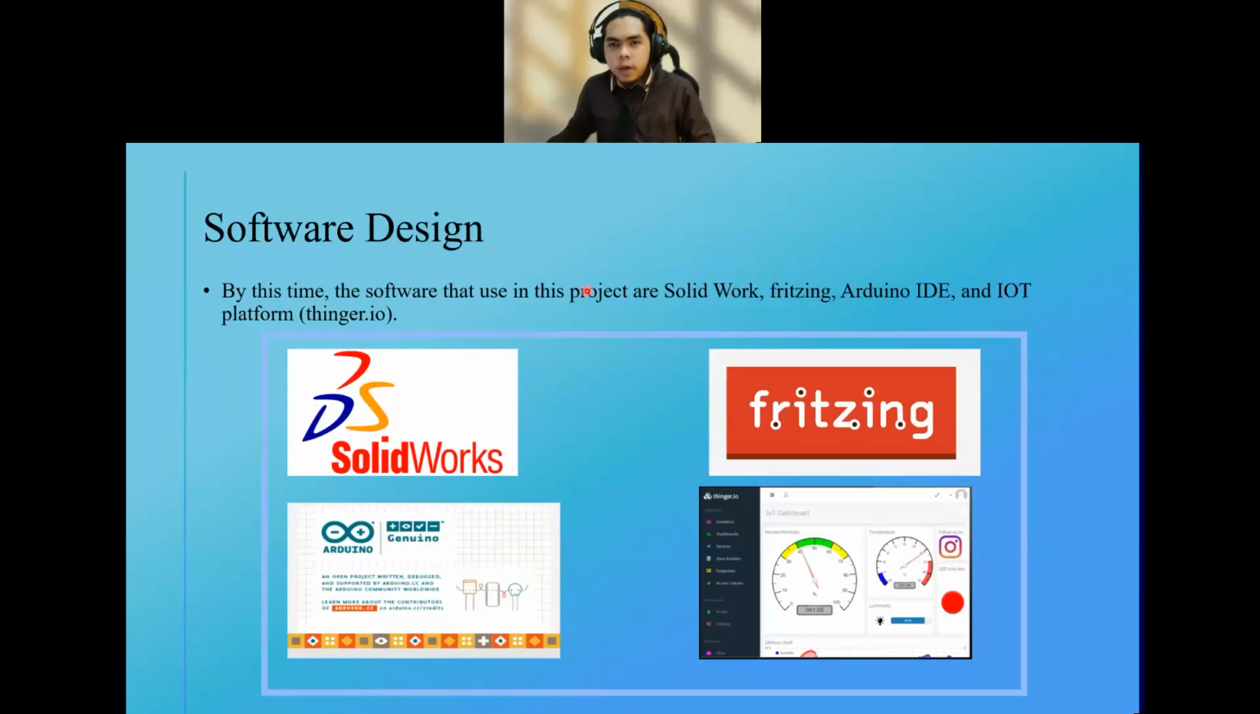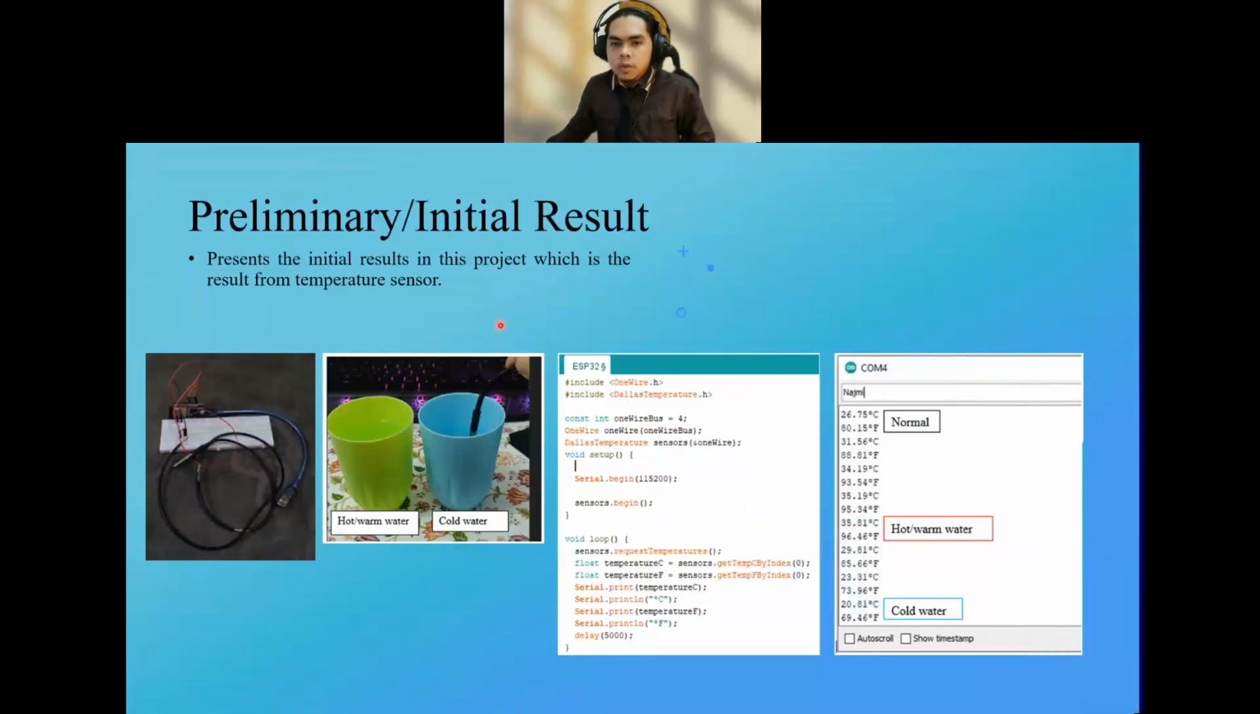Software design. The software that I have used in this project are SolidWorks, Fritzing, Arduino IDE, and lastly the Tingle IO platform. So this will cover the preliminary or initial result.